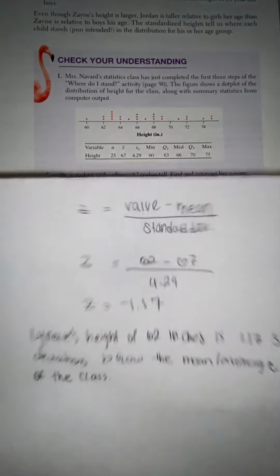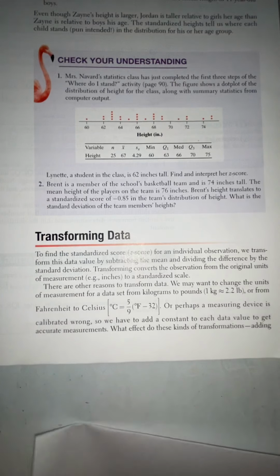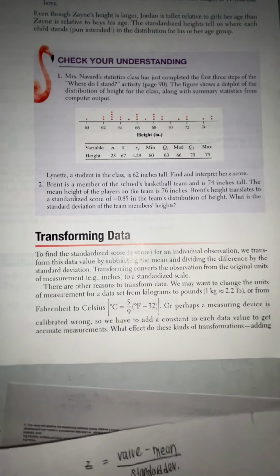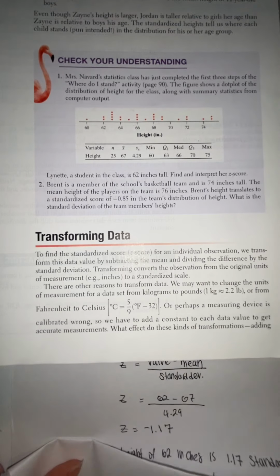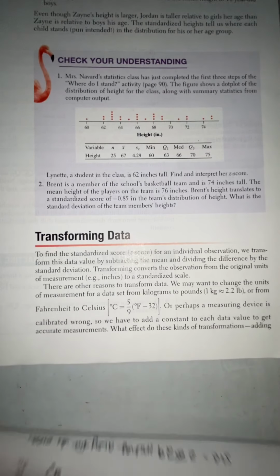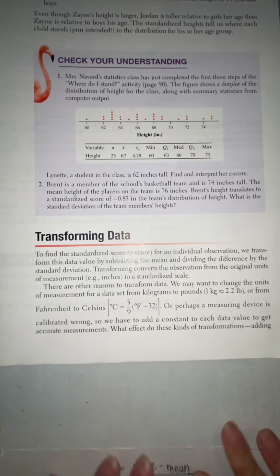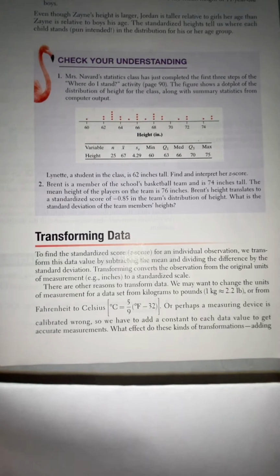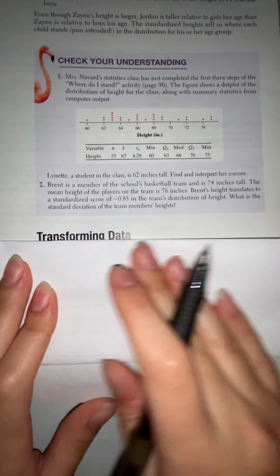Number 2. Brent is a member of the school's basketball team and is 74 inches tall. The mean height of the players on the team is 76 inches. Brent's height translates to a standardized score of -0.85 in the team's distribution of height. What is the standard deviation of the team members' heights?